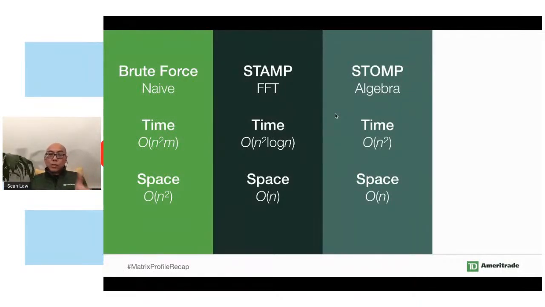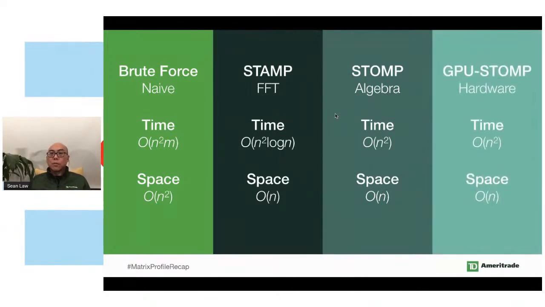And then this was performed on CPUs. Then they thought about, well, what if we throw better hardware at it? And so they produced something called GPU STOMP. So they migrated this STOMP code over and applied it onto GPUs and found basically that it could be really, really fast.